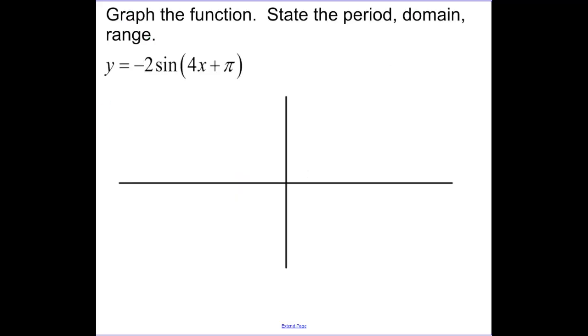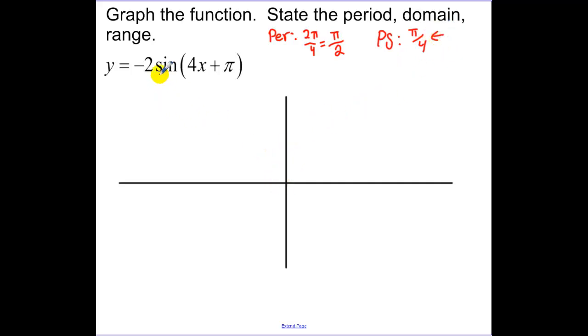Graphing that function, stating the domain, period, and range. I'm also going to state a few other things that help me graph it. So my period, remember, is 2 pi over 4, which simplifies to pi over 2. Our phase shift is pi over 4 to the left.